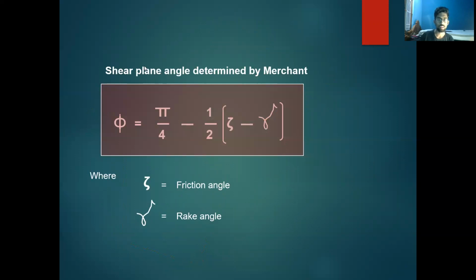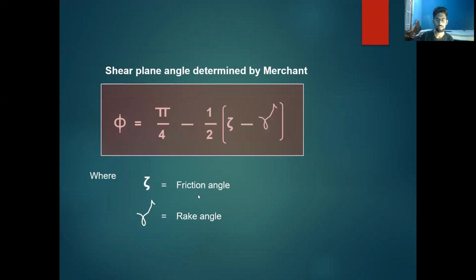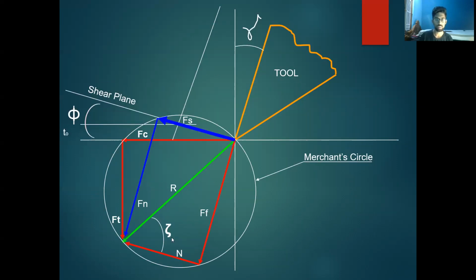And as I said, the shear plane angle will be determined with the help of a formula. So we get it here, which is the shear plane angle, and this is the rake angle. I said it already, which is the tool rake angle, and this is the friction angle. This is the friction angle, and it's denoted by a symbol.